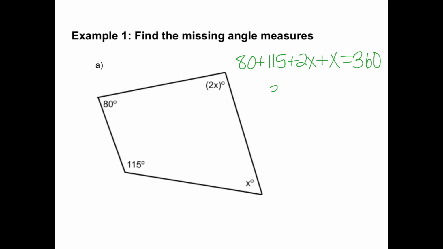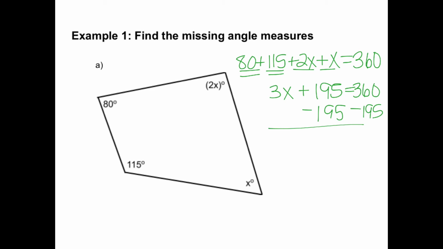So we can simplify that by combining like terms. 2x plus x is 3x. The 80 plus 115 is 195. And so that was just a real quick combining like terms. Now I'm going to start solving by subtracting 195 from both sides. 3x equals 165. And then we can divide both sides by 3 to get x equals 55.